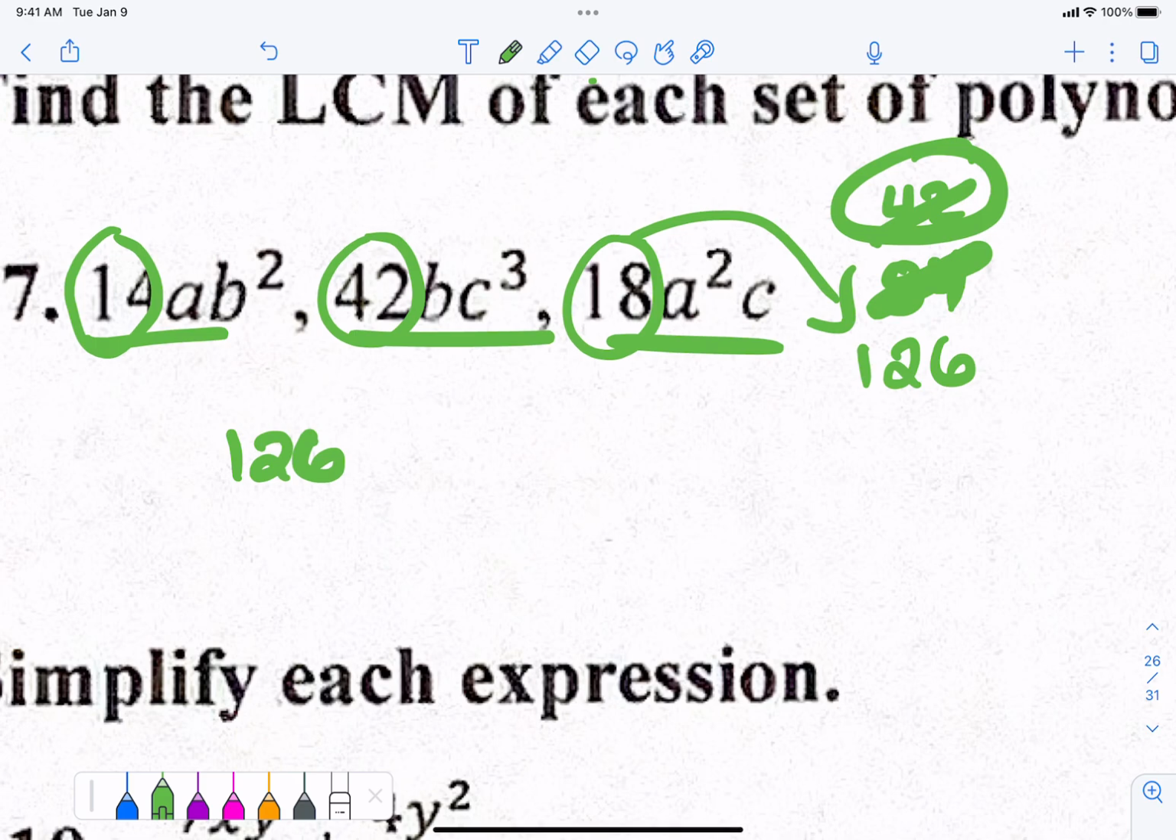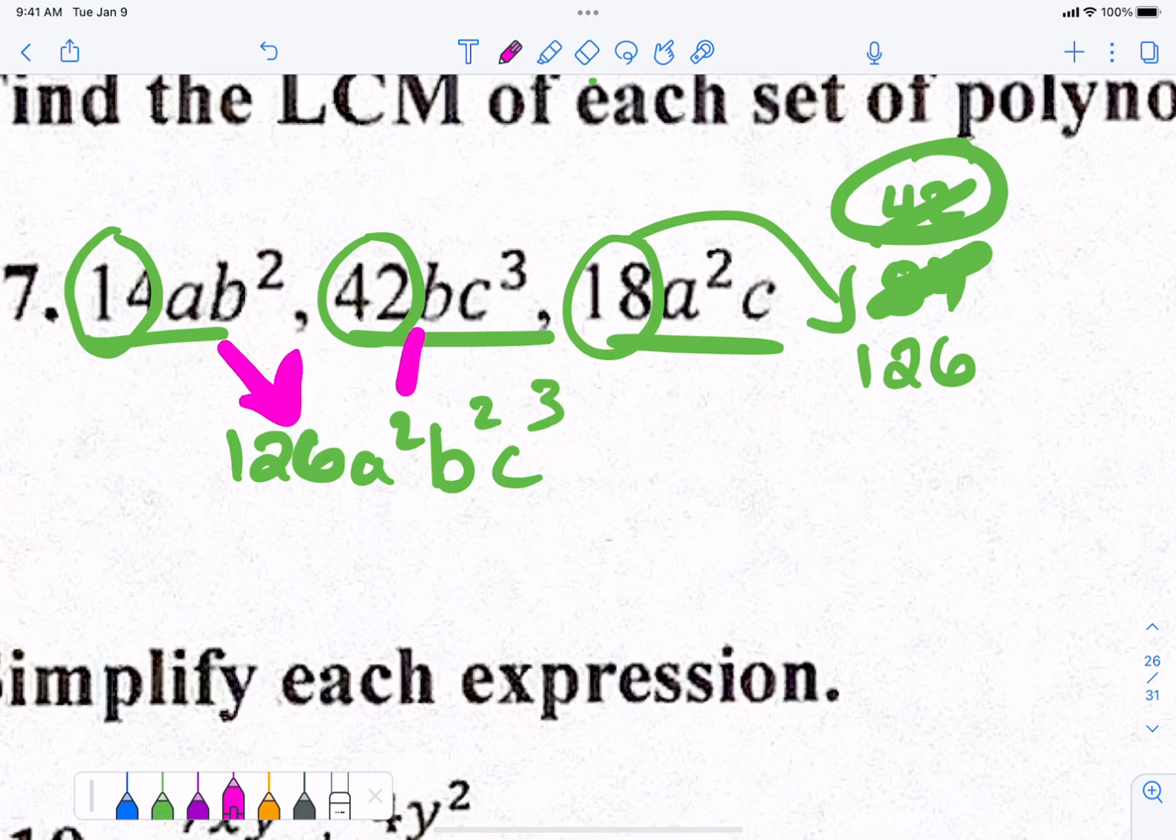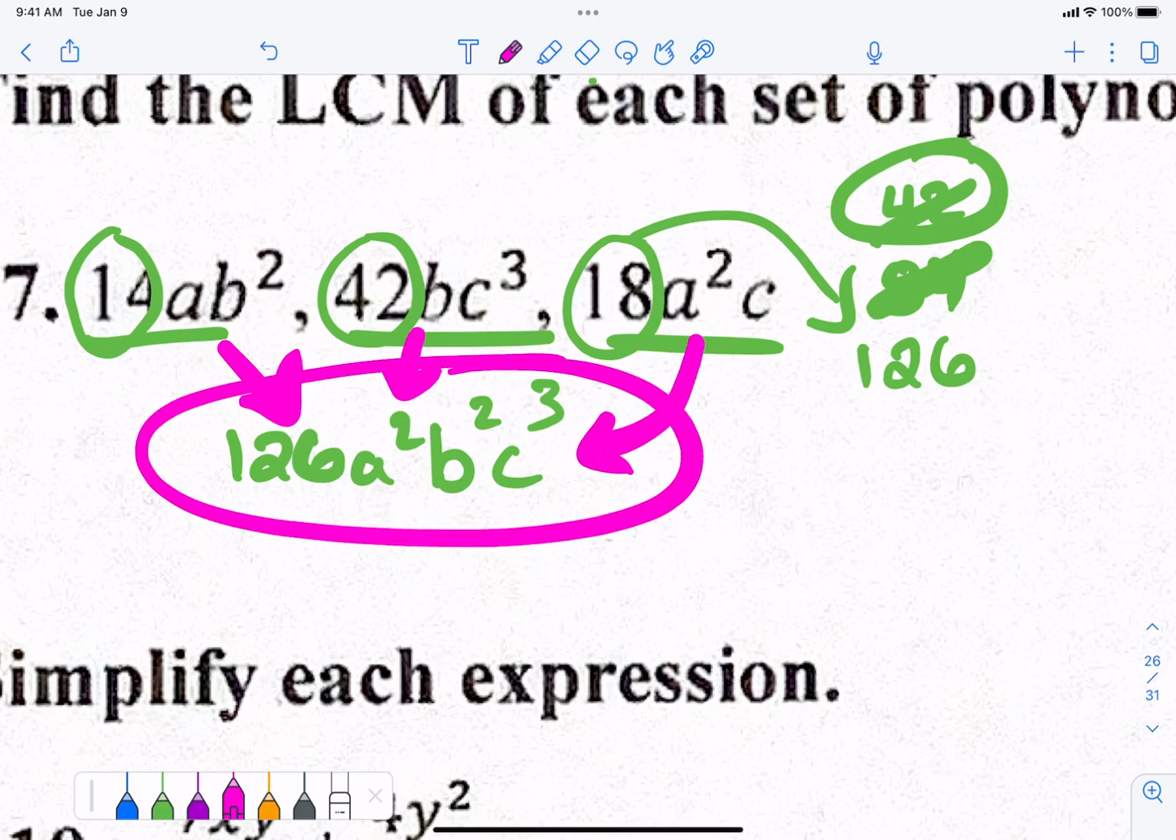Now I go through the A's. How many A's do I need to have? A squared. I need 2 A's, right? This has the biggest amount. How many B's do I need? Squared. 2. How many C's do I need? 3. Now let's mentally check real fast. Does this fit into there? Yes. Does this fit into there? Yes. Does this fit into there? Yes. When you go with the highest exponent, you're good to go. Okay? Got it? All right.